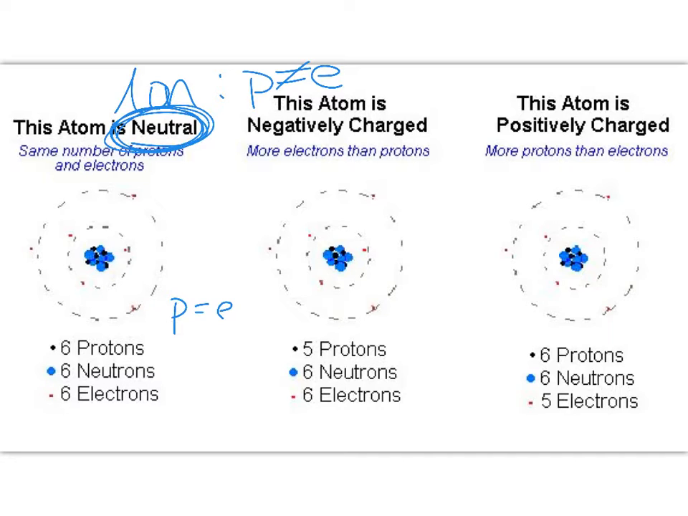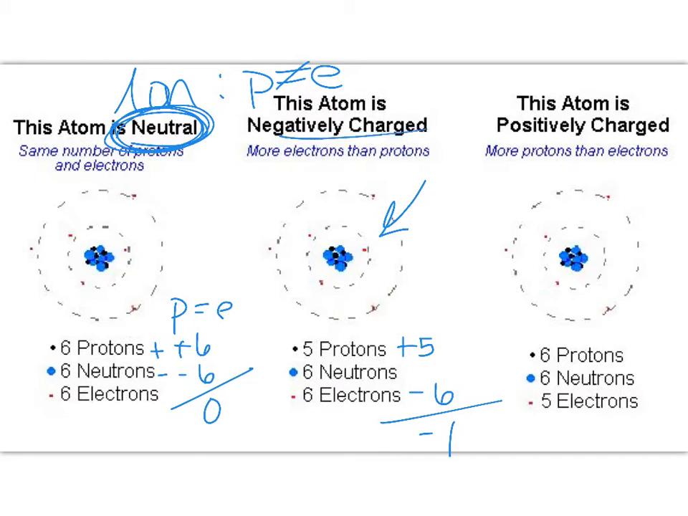So because protons are positive and electrons are negative, if we have +6 and -6, that balances out to 0. But in the case of this element here, we have 5 protons, so +5, and 6 electrons, which is -6. That balances out to -1. This is why we call it a negatively charged atom, where we have more electrons than protons.